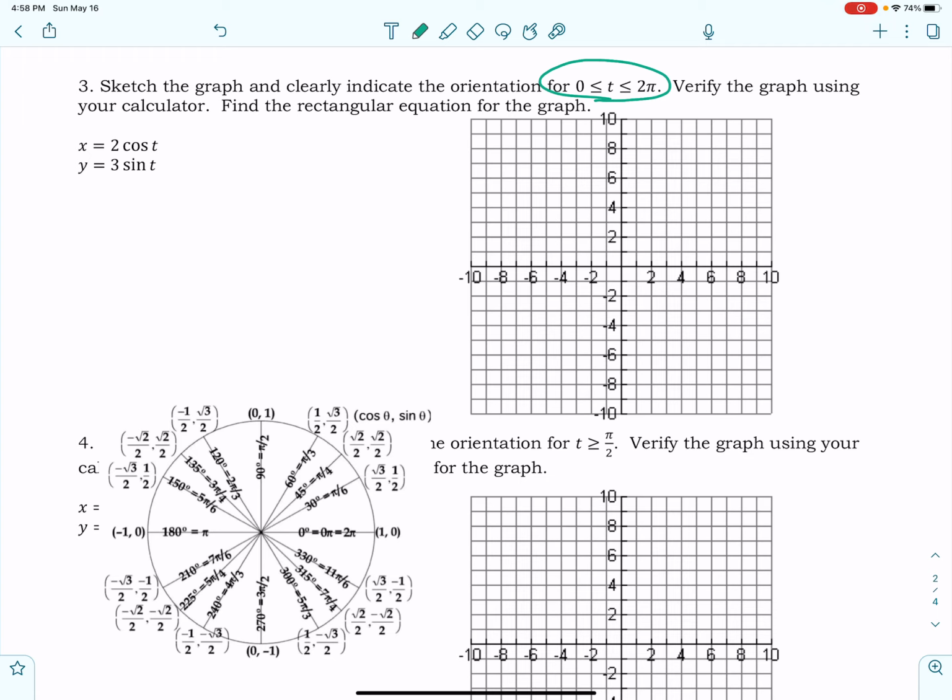So we're going to verify the graph using our calculator. Well, we're not going to do that part. I don't know why I keep saying that.